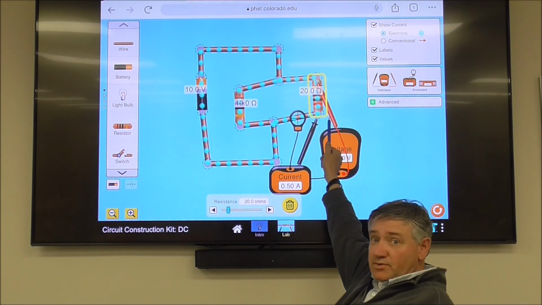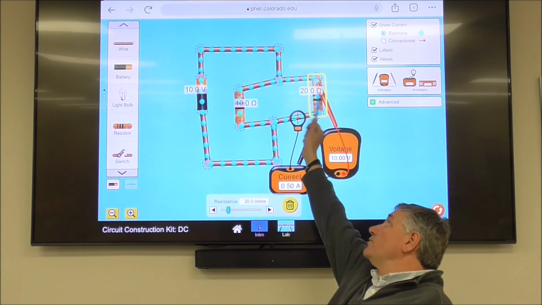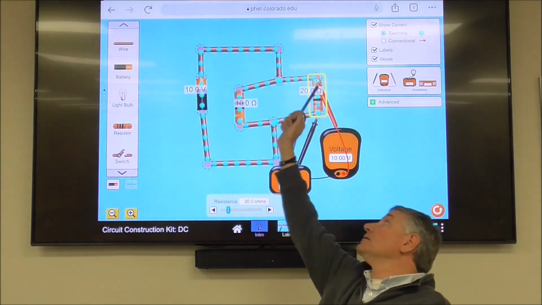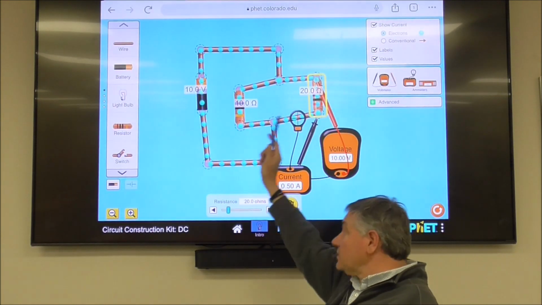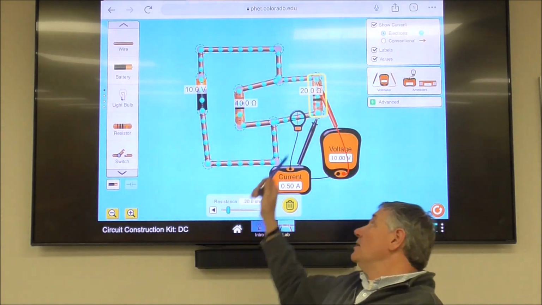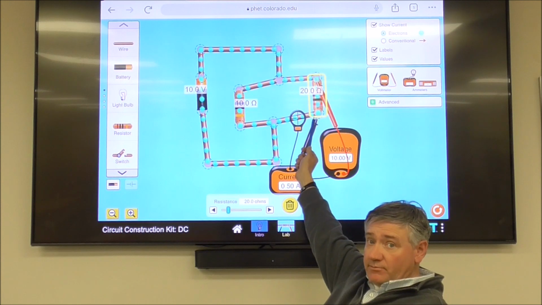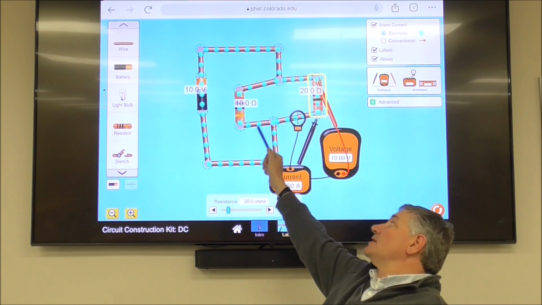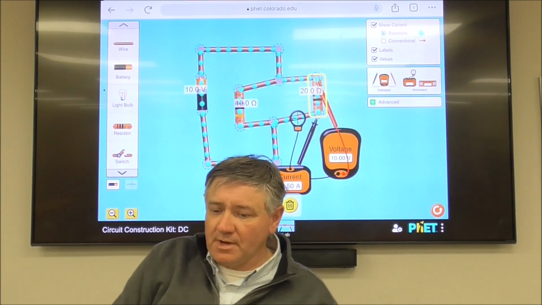Less of it's going to go through the 20 ohm over here. So it's still going to recombine and end up at 1.5, but it's going to get split, but it's not going to split evenly. So the inverse relationship is that the one that has the higher resistance is going to end up with less current because it's harder to get that to go through there. Okay.